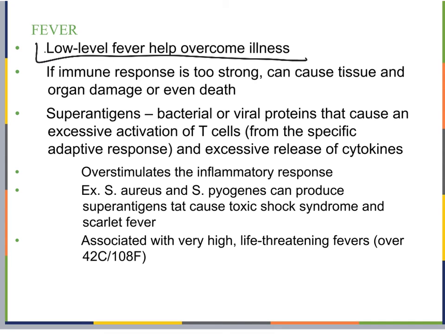Our body is being smart when it makes us feverish. However, if the immune response is too strong, then this can cause tissue and organ damage or even death. So typically, if a temperature goes up to about 104 degrees Fahrenheit, for anybody that is, I think it's age 2 and over, 104 degrees is where you're still okay. So anything below 104 degrees, that's fine. This is our low-level fever to help fight everything off.